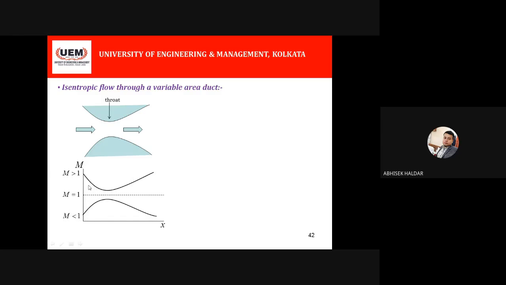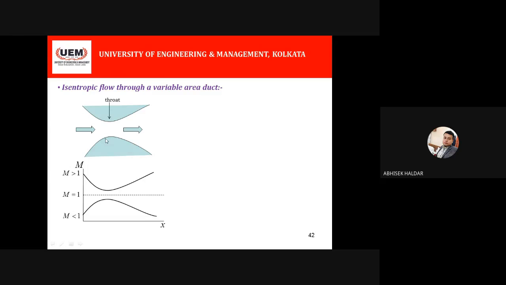Now see here, you can compare with the last slide that we have discussed. This first part is my converging part, and Mach number is greater than 1. That means this first part should act like what? Diffuser or nozzle? Diffuser, sir. Yes, diffuser. That means my velocity will decrease, right?